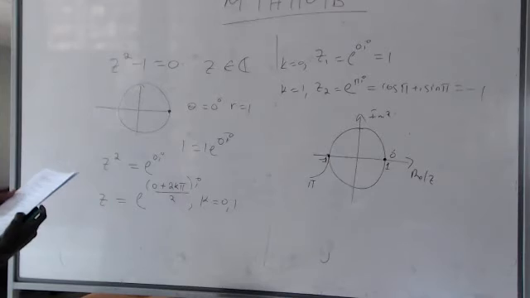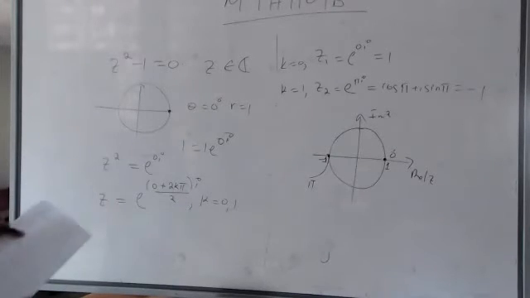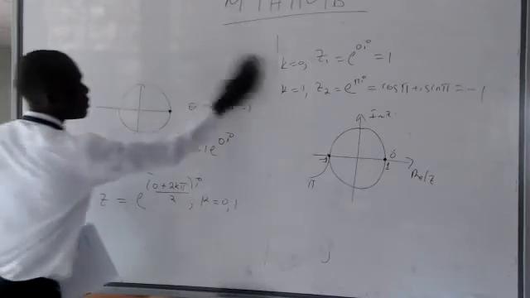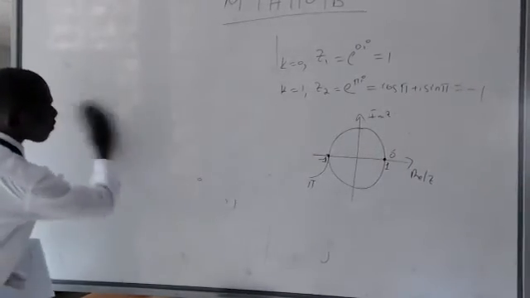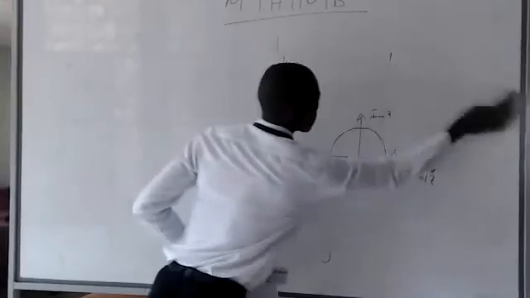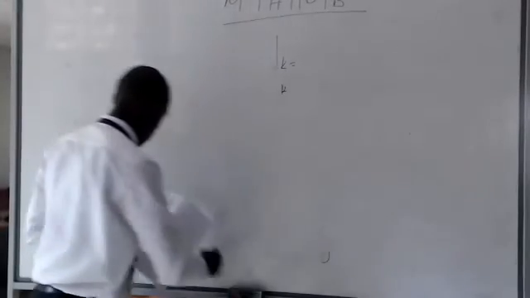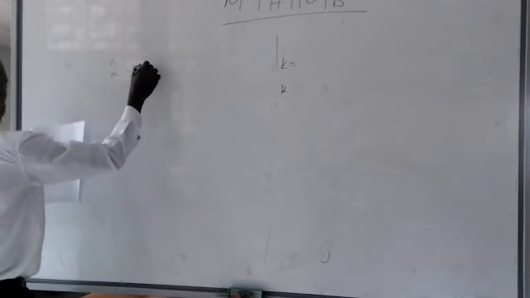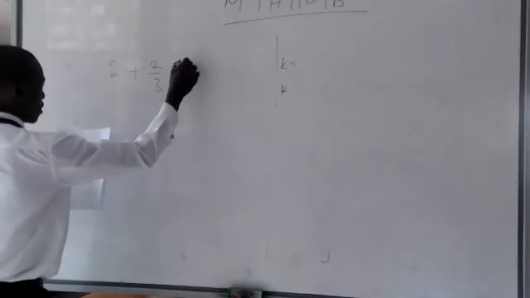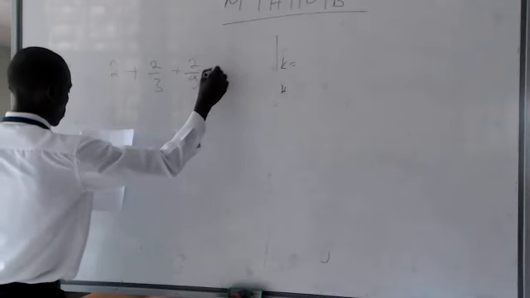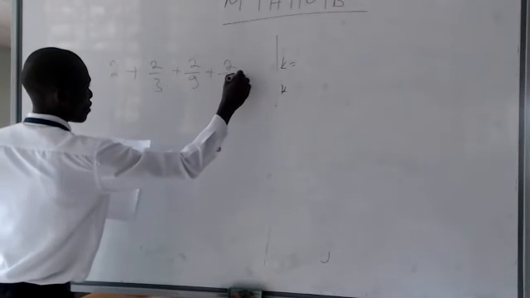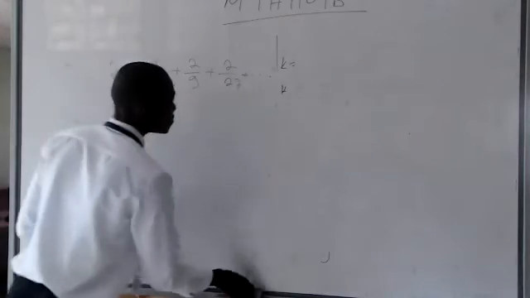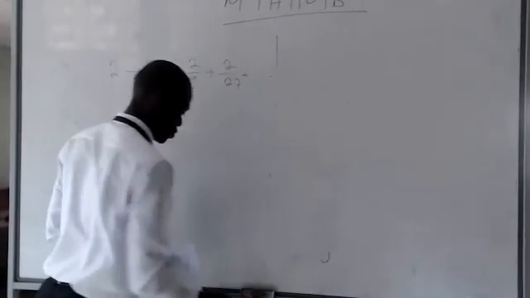And the last bit, find the sum of the following infinite geometric series. So we have a series which looks like this: 2 plus 2/3 plus 2/9, and so on, goes on and on forever. We need to find the sum. That's infinitely many terms. We are interested in the sum.